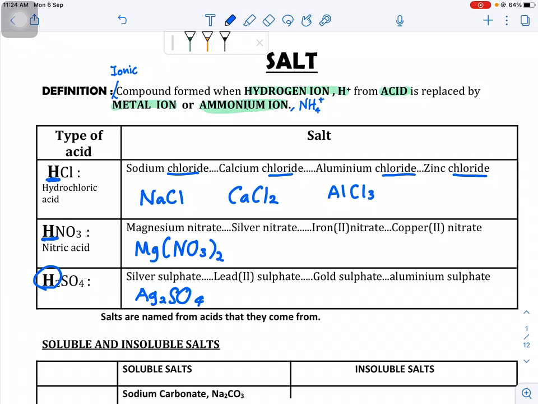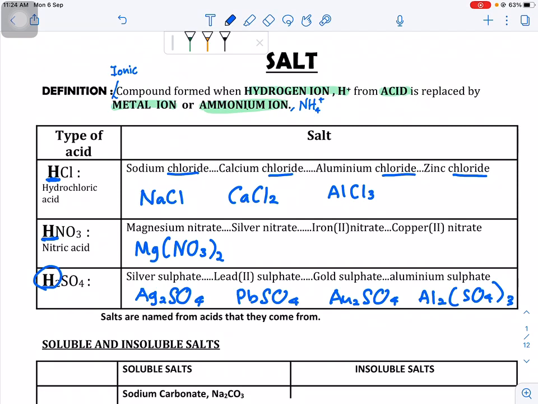Watch out how you write the formula. Lead sulfate, PbSO4. Gold sulfate, Au2SO4. Aluminium sulfate is Al2(SO4)3. This is how we form the salt.